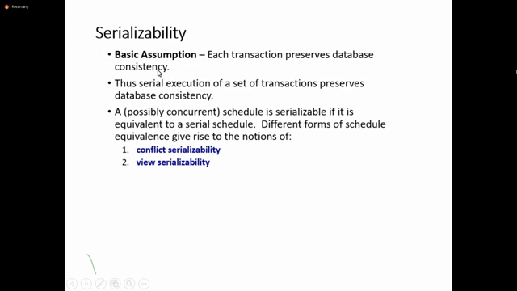Now we come to serializability. The basic assumption is that each transaction preserves database consistency, so there is no harm. Thus, serial execution of a set of transactions preserves database consistency. Now we come to the two types of serializability: conflict serializability and view serializability.